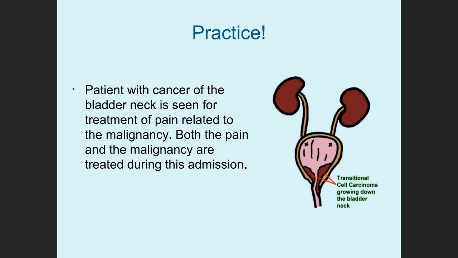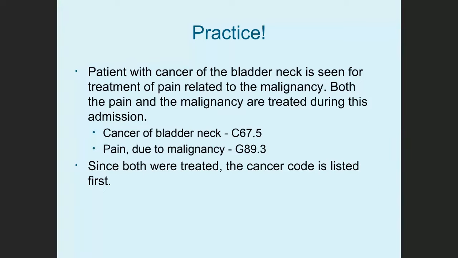Here's another practice. So I will read it, and if you'd like to do it on your own, pause the video. So this patient has cancer of the bladder neck and is seen for treatment of pain related to the malignancy. Both the pain and the malignancy are treated during this admission. Okay, so first you're going to do the cancer, C67.5, and then the pain, G89.3. And again, the cancer code is listed first.